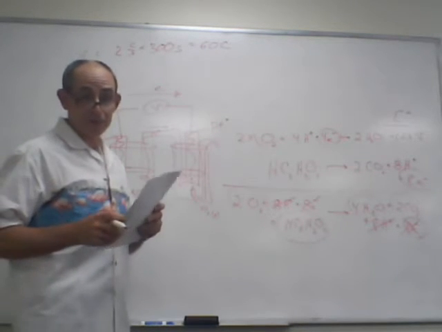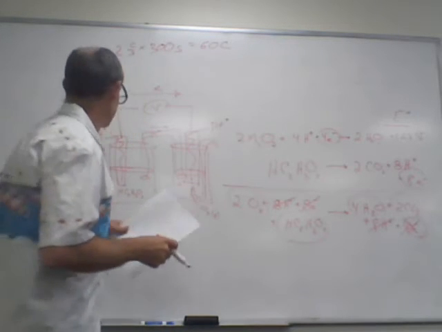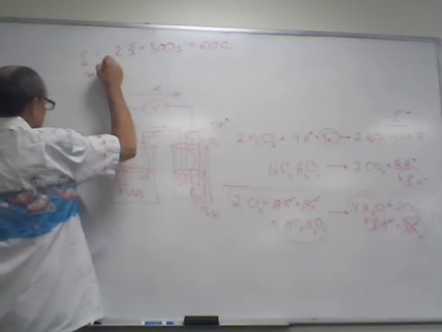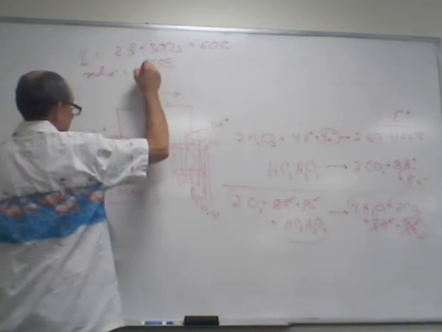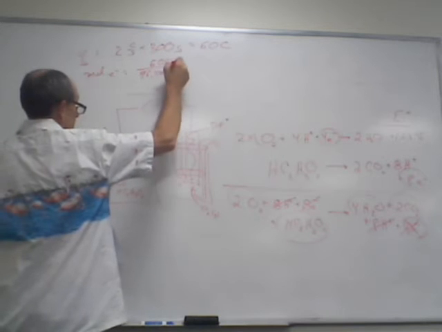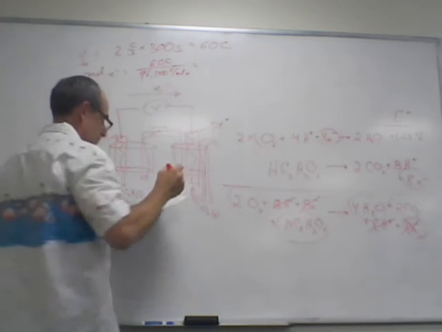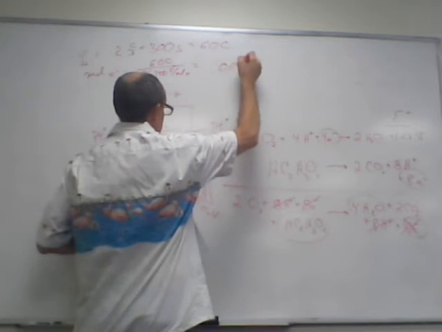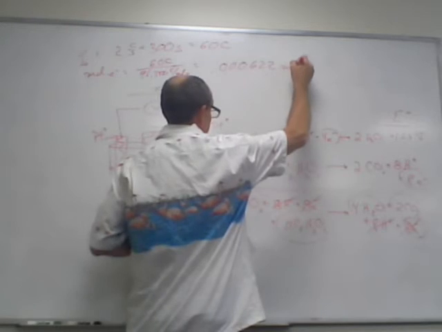Anything we're going to need to do after this, we are probably going to want moles of electrons, so let's go ahead and do that immediately. Moles of electrons would be just 60 coulombs divided by Faraday's constant, 96,500 coulombs per mole, and that works out to be 0.000622 moles of electrons.